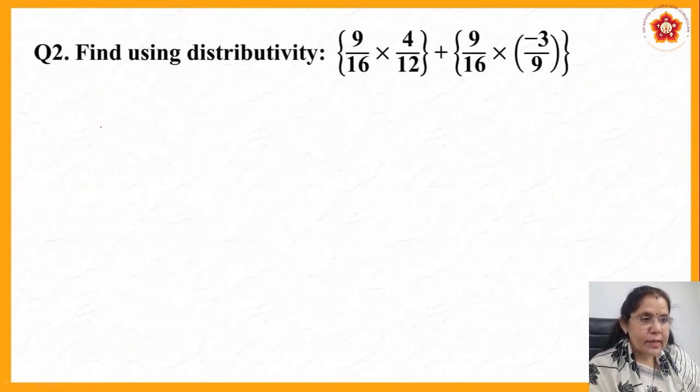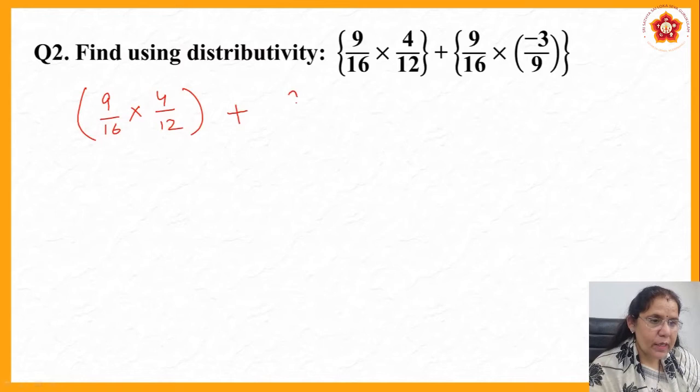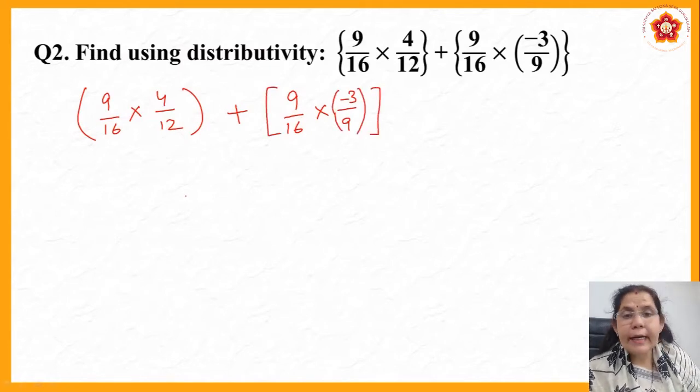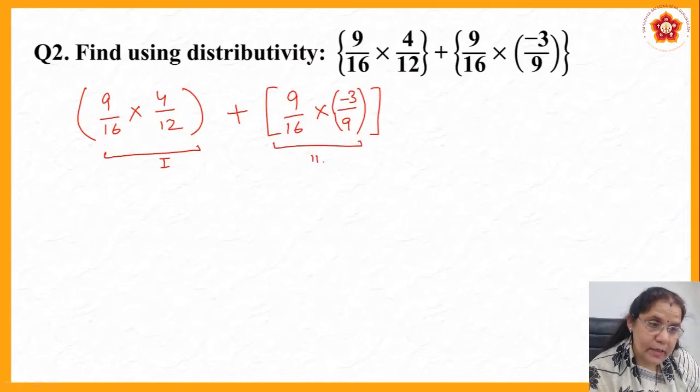Now let us look at the second question. You are given 9 upon 16 and it is multiplied by 4 upon 12. This is your first bracket, and there is an addition sign in between, and 9 upon 16 multiplied by minus 3 upon 9 here. First step is to identify what is common in the two terms. You can clearly see the two terms. This whole is your first term and this whole is your second term.